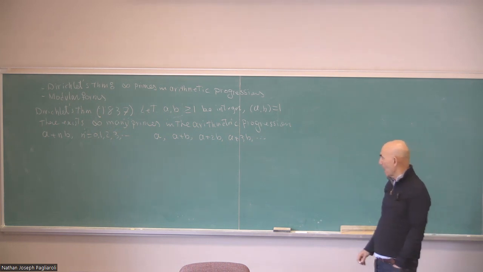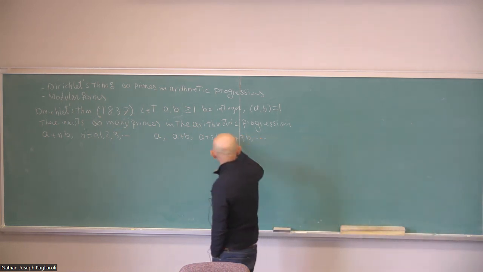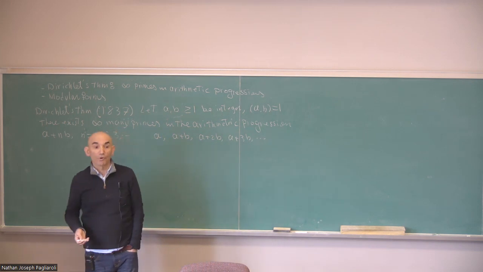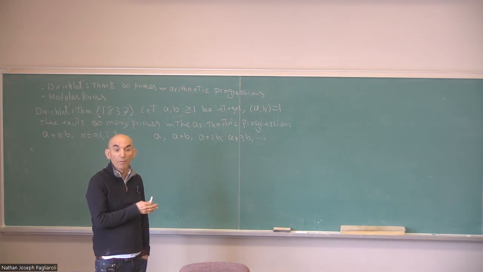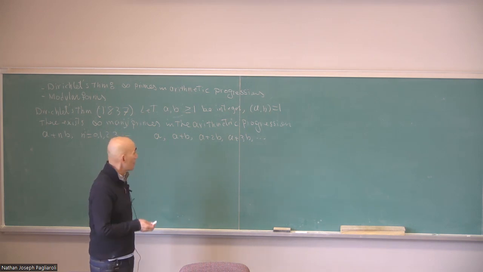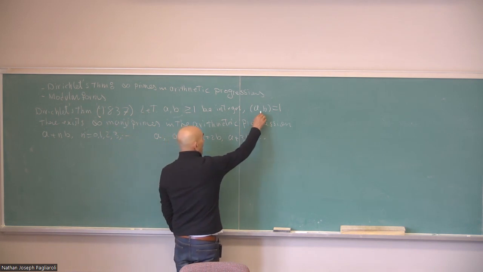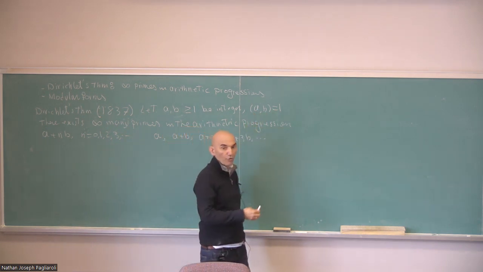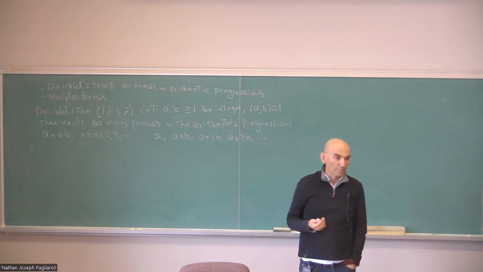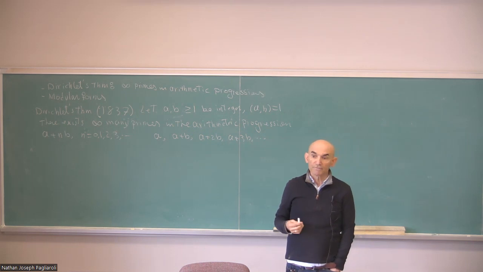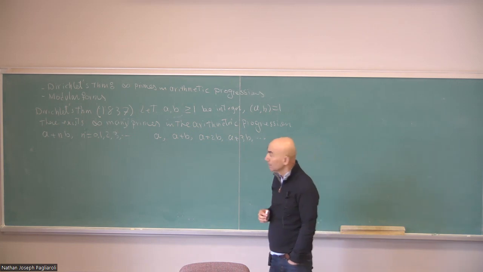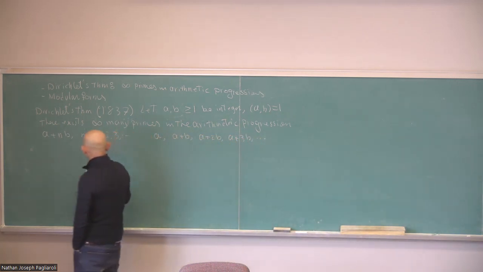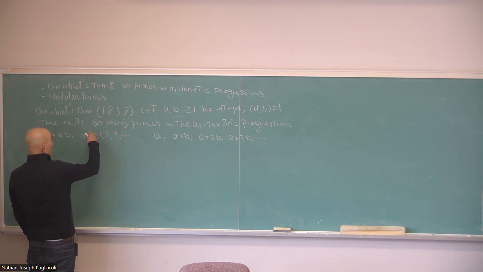So what does it say? Of course, if a and b are not relatively prime, then this term a plus nb is never prime, because there's a common divisor between a and b. So this is at least a necessary condition for having a chance of having any primes in the sequence at all. But the question is whether there are finitely many primes or infinitely many primes. That's the question. That's the statement of the theorem.